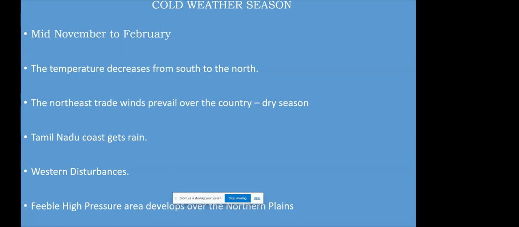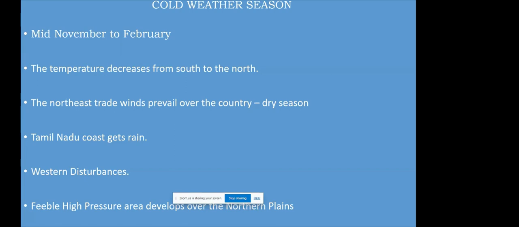Why do you call these cyclones western disturbances? Because the disturbance comes from the western side. Why do we call them disturbance? You know, we should expect the children to ask such doubts. So we have to be ready.